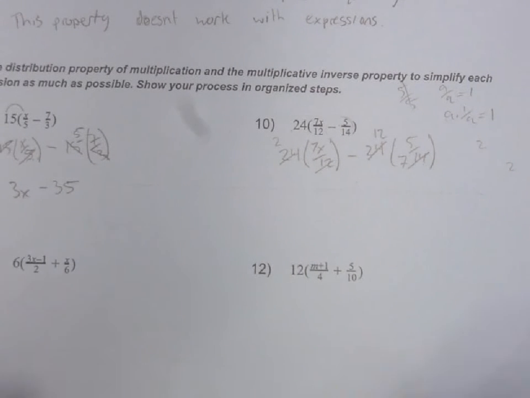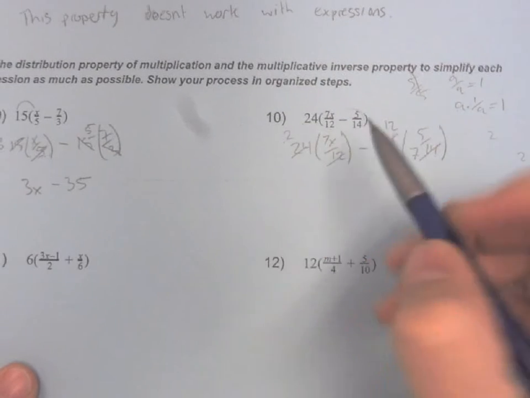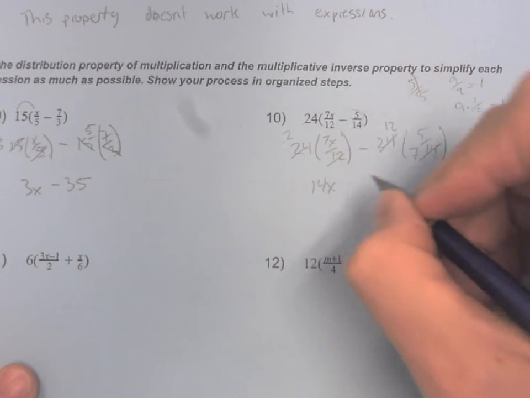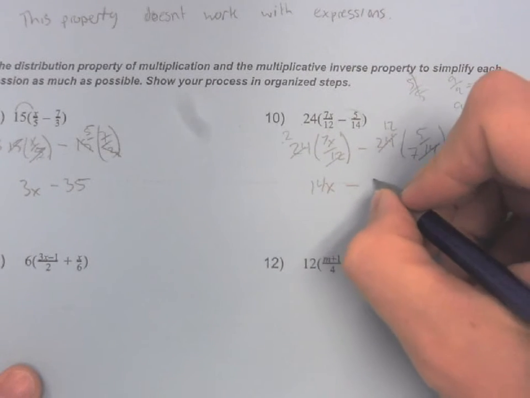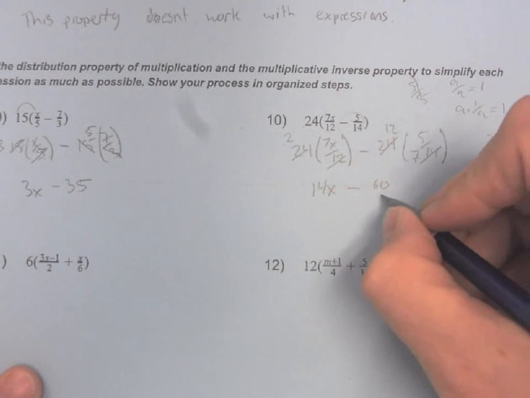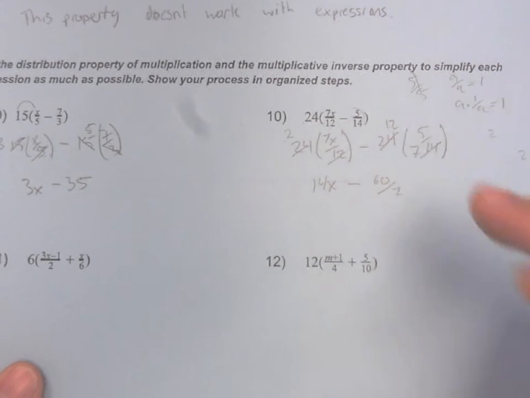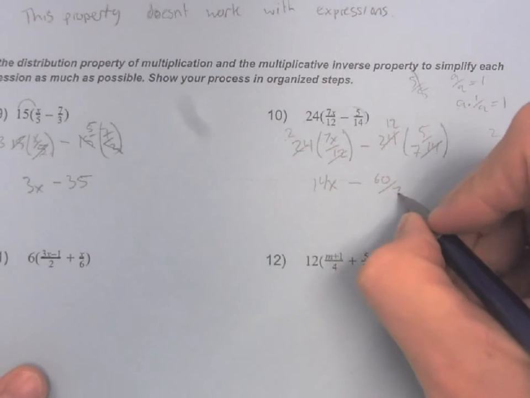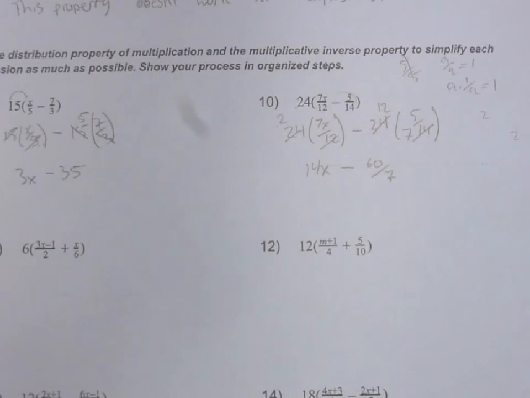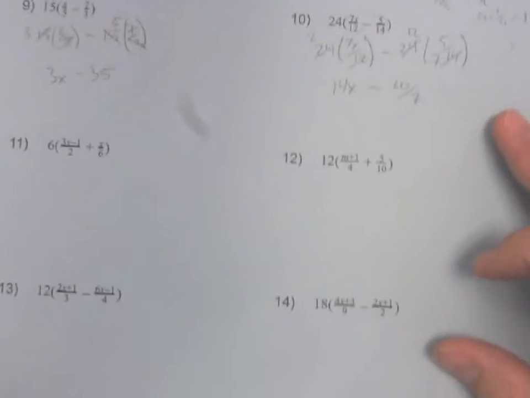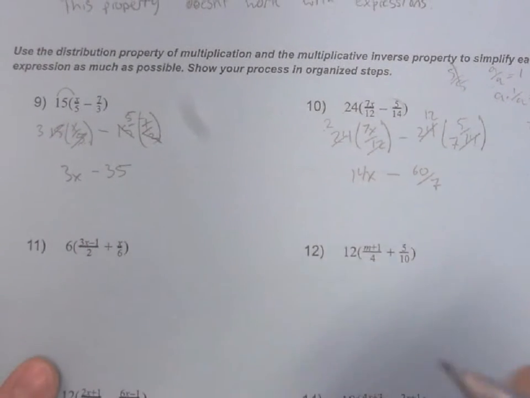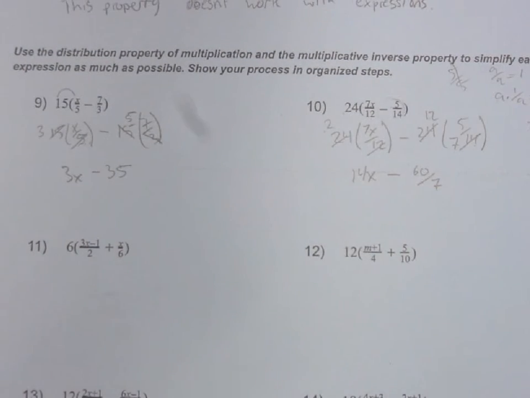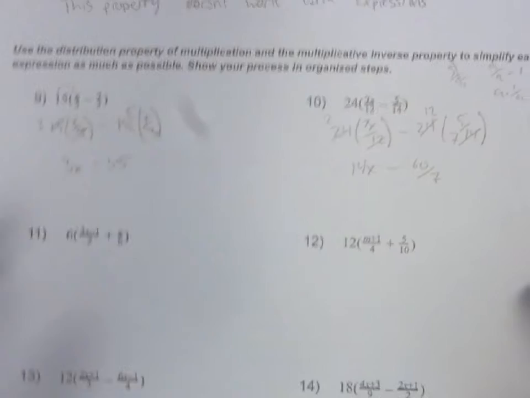Okay, so what we've got left is 2 times 7x, that's 14x, minus 12 times 5, which is 60, over 7. So we still have a fraction here. That's okay. Not everything canceled. We're going to talk about that a little bit later. Why didn't everything cancel? We're just simplifying. We're practicing this skill that we are going to need as part of the clear the fraction strategy.